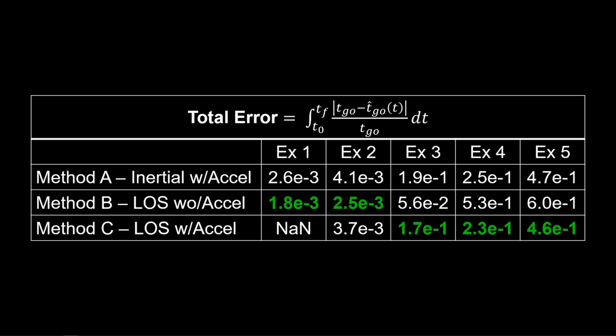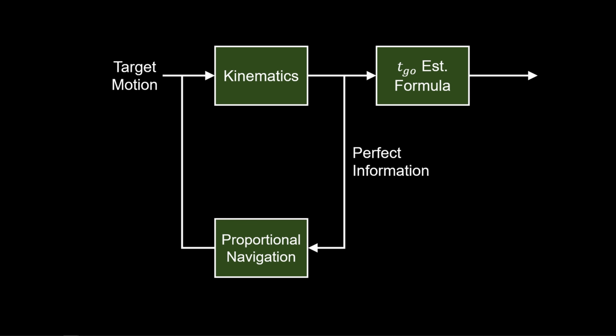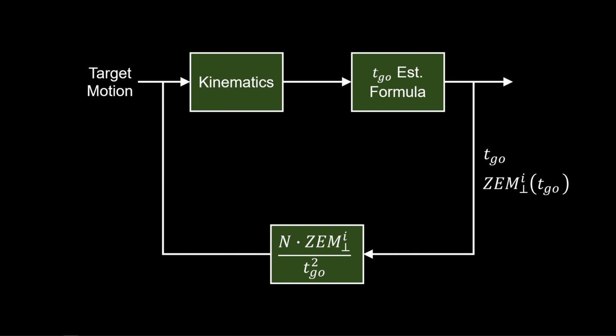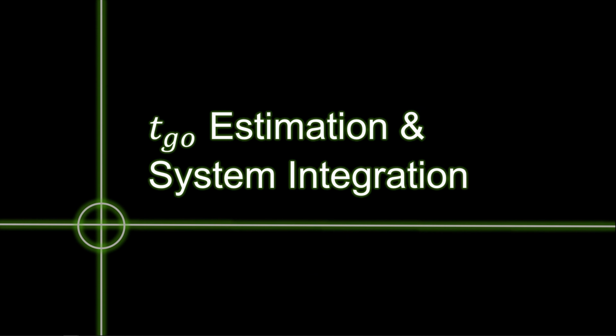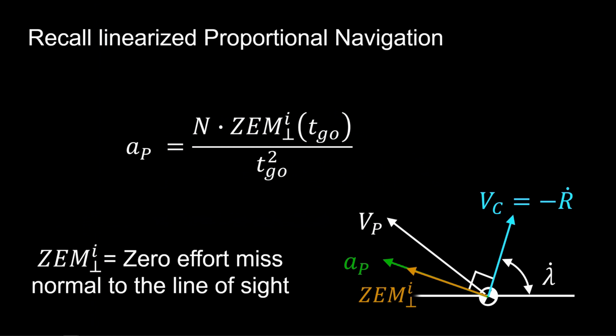Now that we have an idea of the potential accuracy of these methods, let's simulate the homing loop with zero effort miss proportional navigation, which relies on having a time to go estimate. Recall the linearized proportional navigation guidance law is optimal when the navigation gain is 3 in the sense that it minimizes control effort for intercept. The law requires zero effort miss normal to the line of sight and time to go.